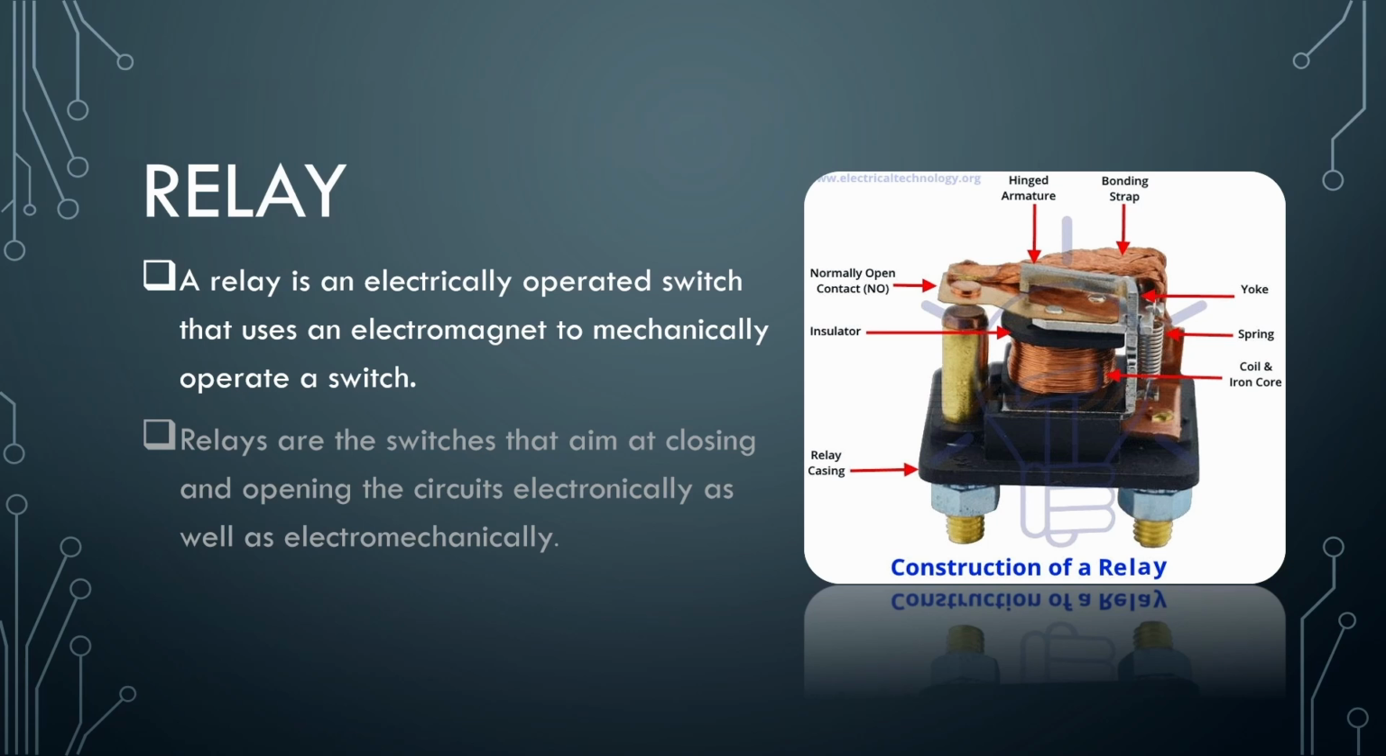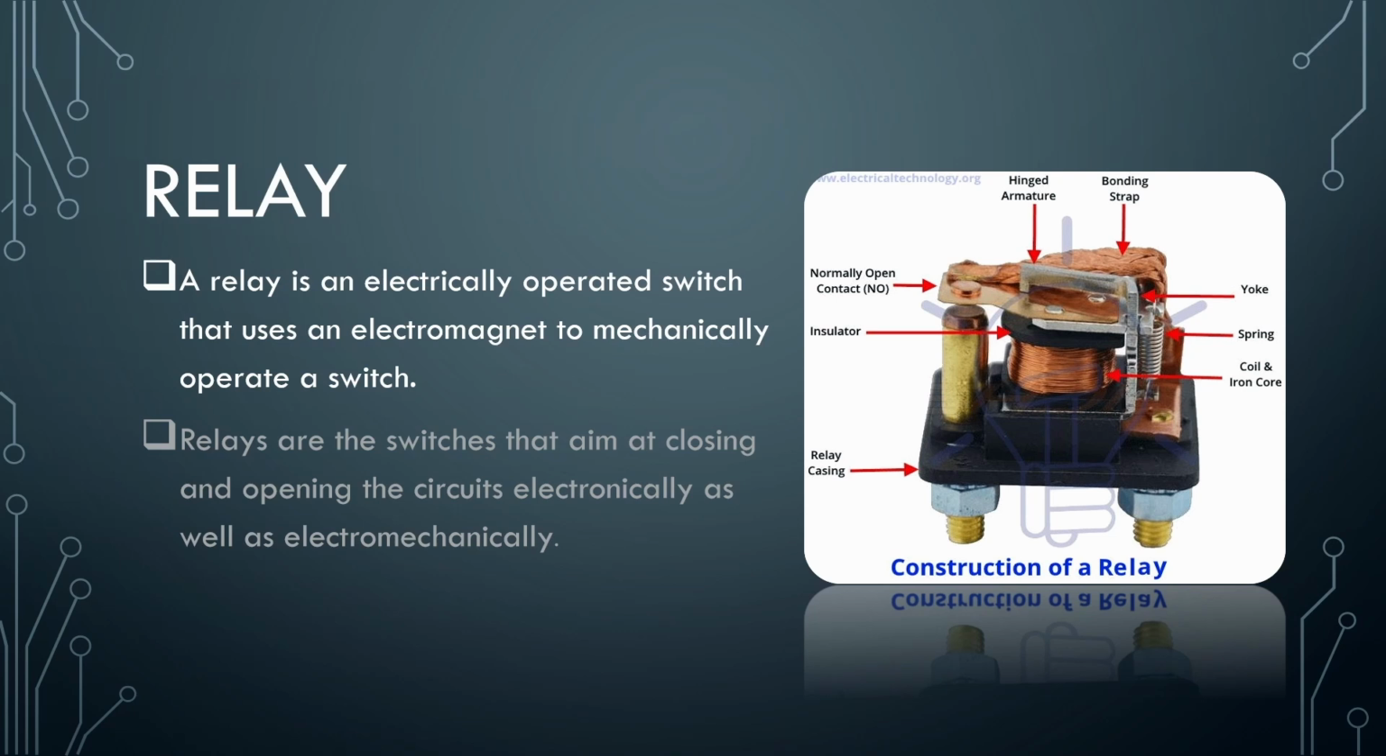Energizing the coil: when a small current flows through the coil, it creates a magnetic field that pulls the armature. This movement either connects or disconnects the contact, allowing or stopping current flow in the control circuit.